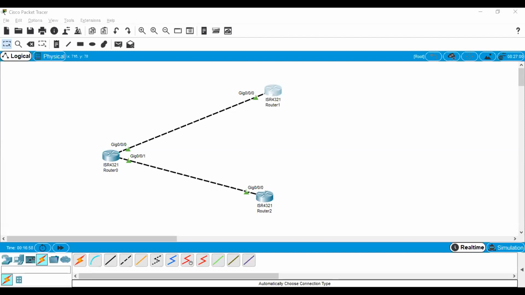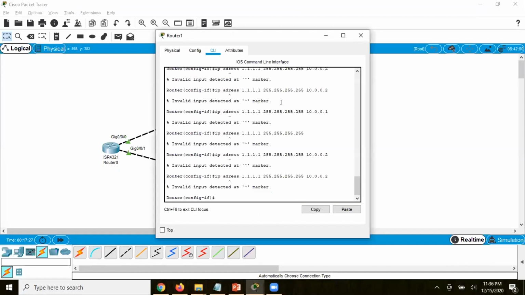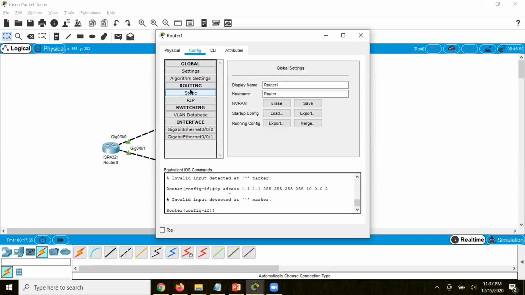Router one. Click on router one. Every time I think I have to share this. You see it? Yeah. So configuration. First we need to check the configuration. Interface.